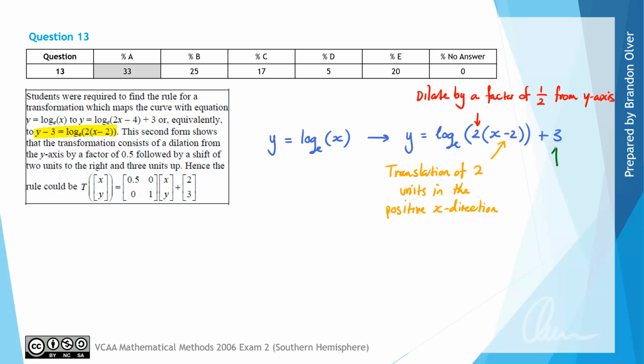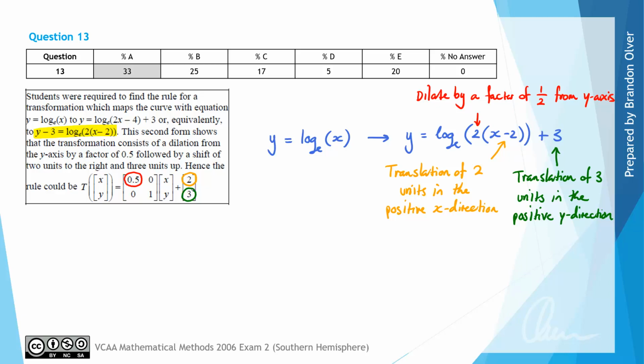And the plus 3, as we discussed on the previous slide, was the translation of 3 units in the positive y direction. And just to summarize all of that, it's the 0.5 in this position of the matrix that multiplies x and causes the dilation by a factor of a half from the y-axis. The 2 in this position is added to x, causing that translation of 2 units in the positive x direction. And finally, the 3 here is responsible for that translation of 3 units in the positive y direction that we spoke about.